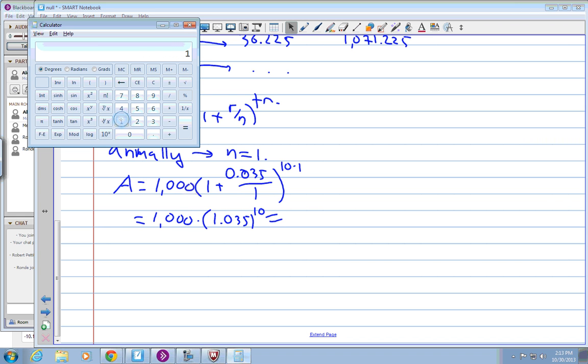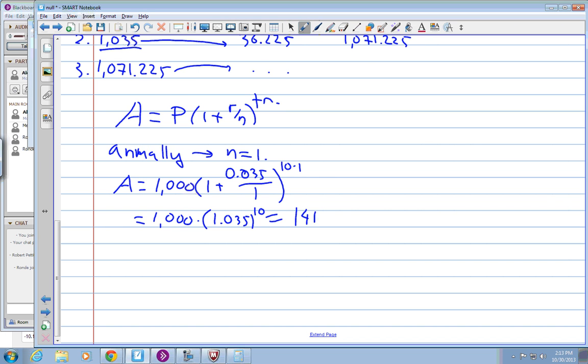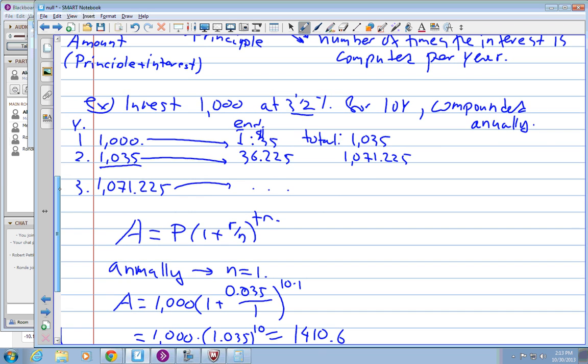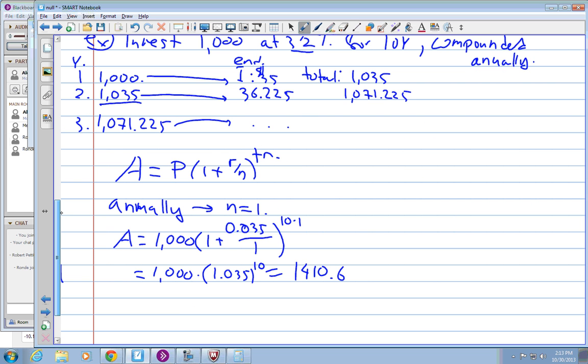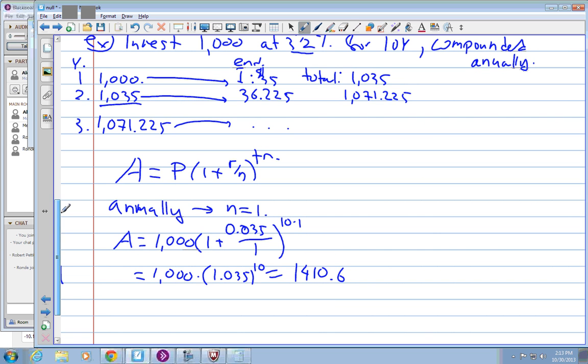So if I just plug it in my calculator, 1.035 to the power of 10, times 1,000. So $1,410 and about 60 cents in 10 years. Now, compared to the simple interest, when we did the same thing, we only got 1,350. Now we got 1,410, so it's an extra $60, just because they changed how they compute the interest. See that?